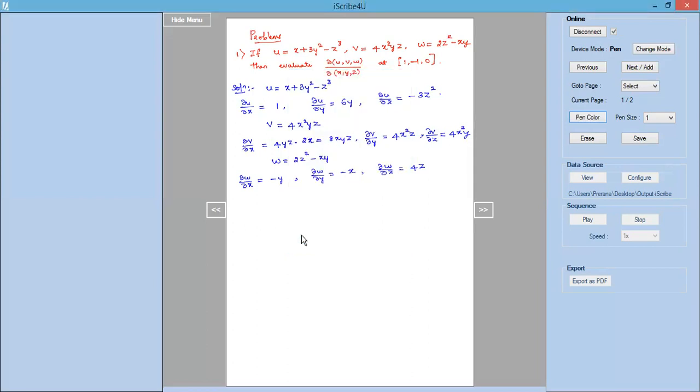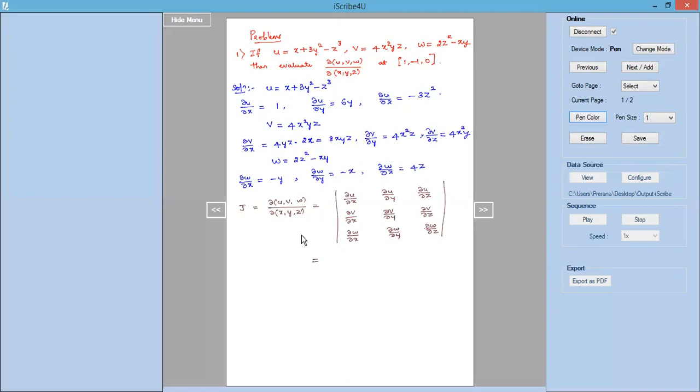Now we will write down the formula for Jacobian. So Jacobian J is equal to ∂(u,v,w)/∂(x,y,z). And this is given by the 3 cross 3 determinant: ∂u/∂x, ∂u/∂y, ∂u/∂z, ∂v/∂x, ∂v/∂y, ∂v/∂z, ∂w/∂x, ∂w/∂y, ∂w/∂z. We will substitute all the respective partial derivatives we obtained just now.